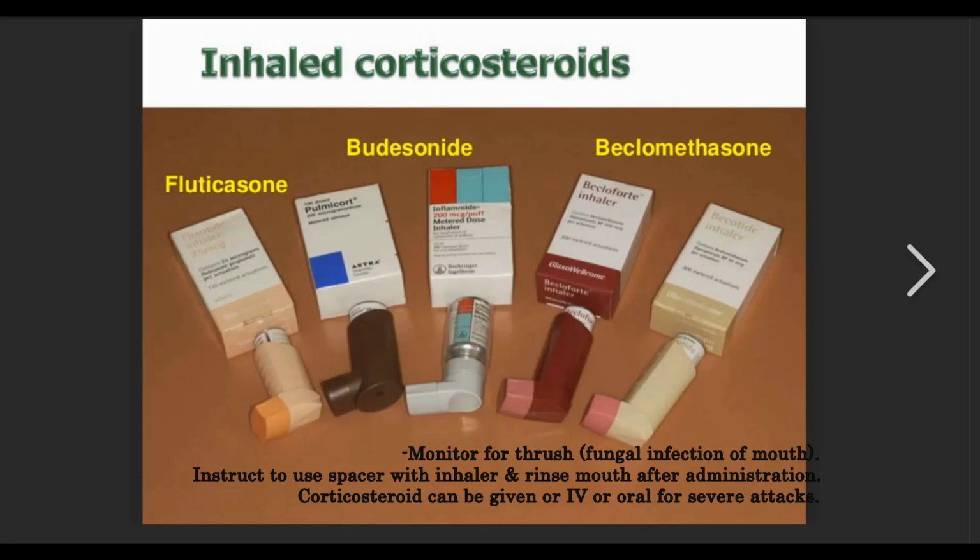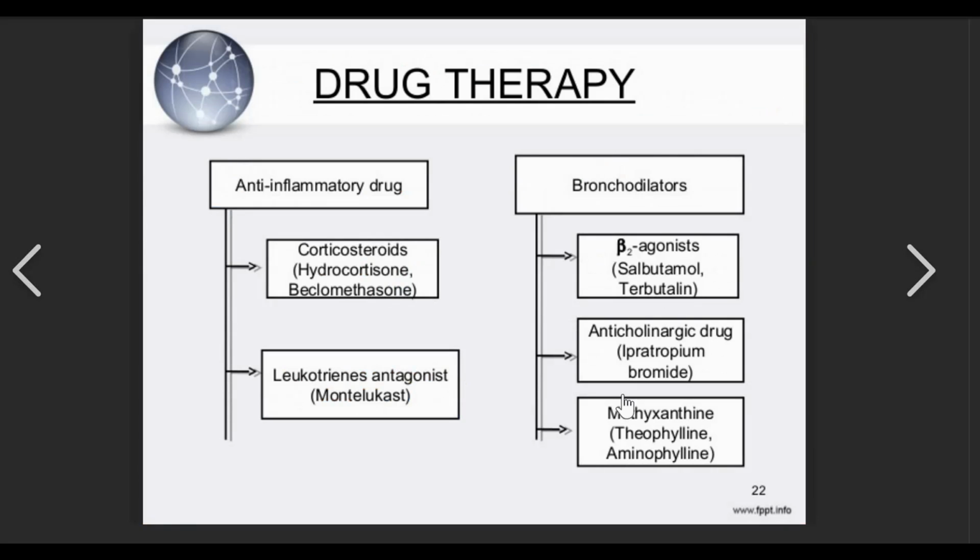The other medicines include leukotriene antagonists. An example is montelukast. It blocks the effect of leukotriene and relaxes the airways. Remember, it is not for an acute attack. It helps to control the disease.